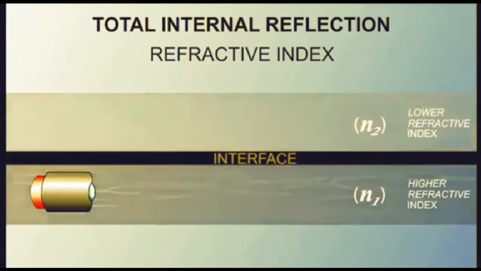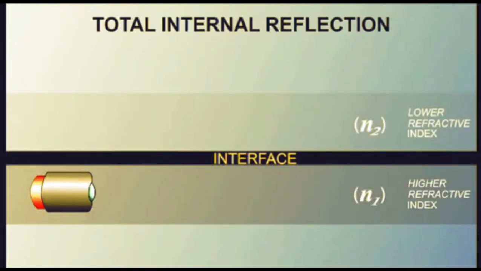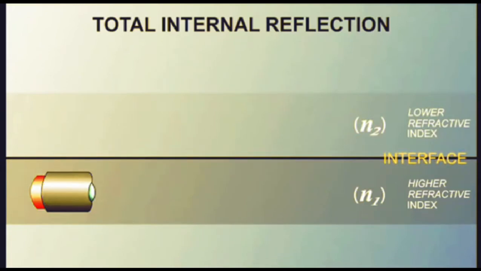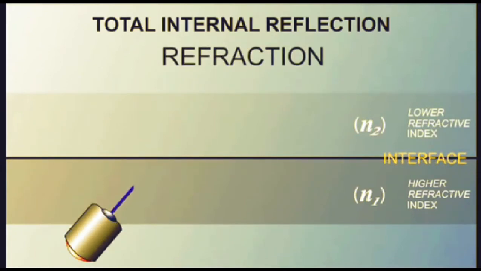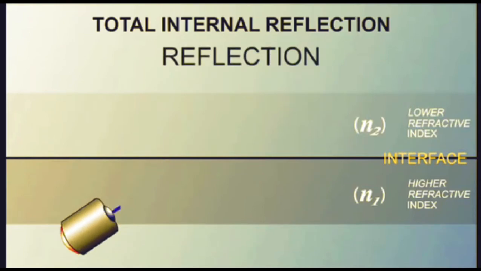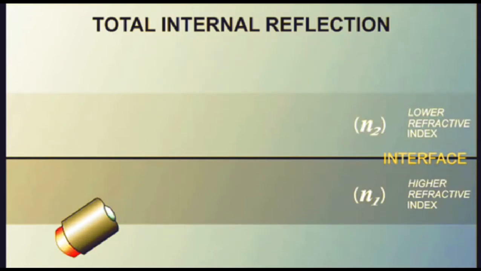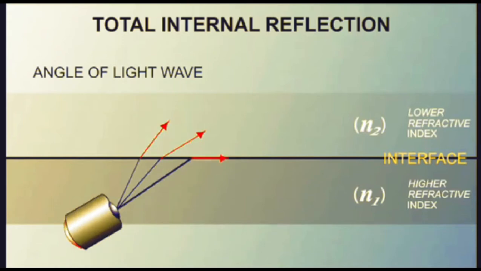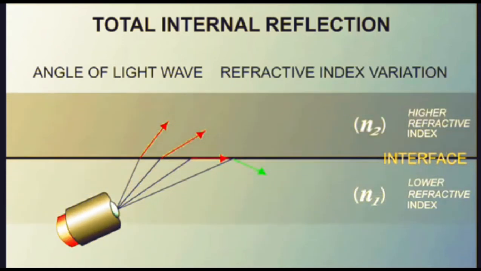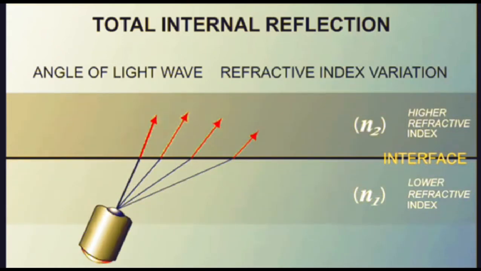The boundary or interface between the two mediums is where the refraction and reflection occur. Refraction is the bending of a light wave as it passes from one medium to the next. If the second medium prevents light from passing through the interface, reflection occurs. Two factors must be considered when determining the degree of refraction or reflection: the angle at which the light wave strikes the interface and the refractive index of one medium in relation to the other.